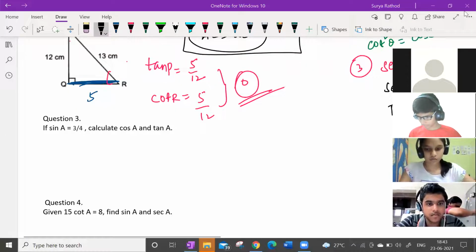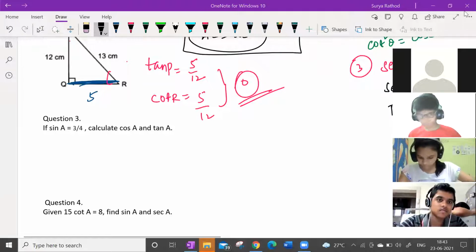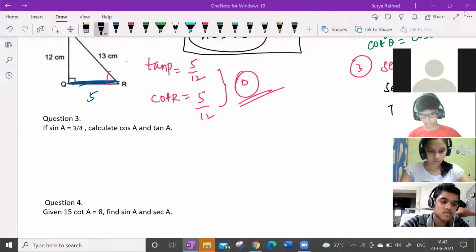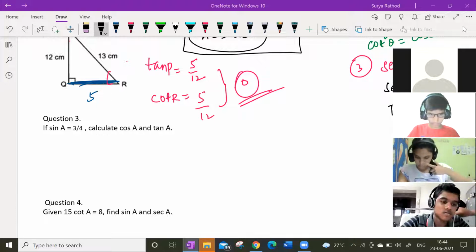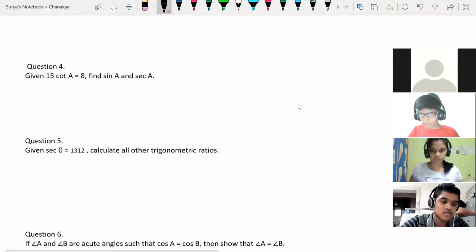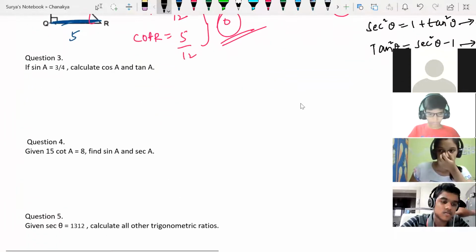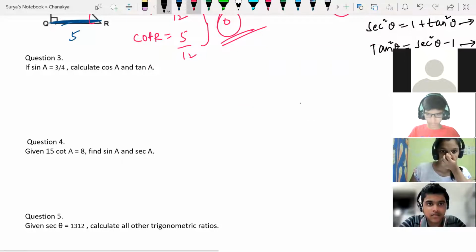Okay, let me check. Chalo. Let us solve and check out the answer. You check your answer whether it is correct or not.